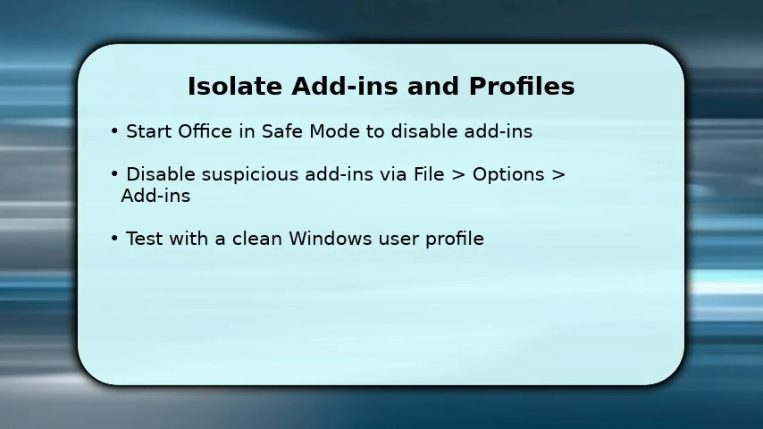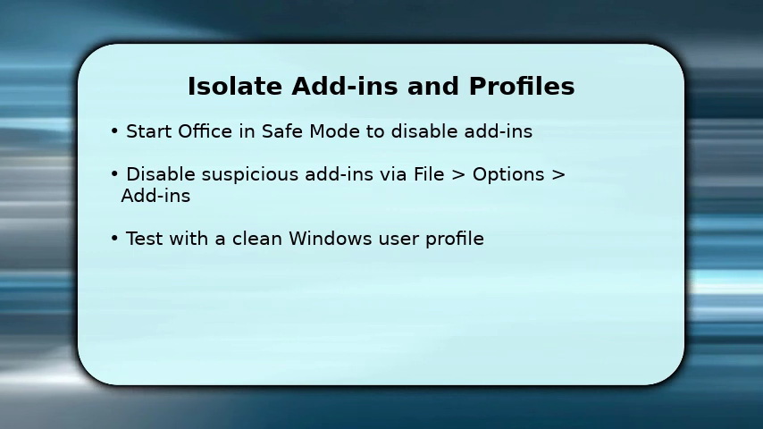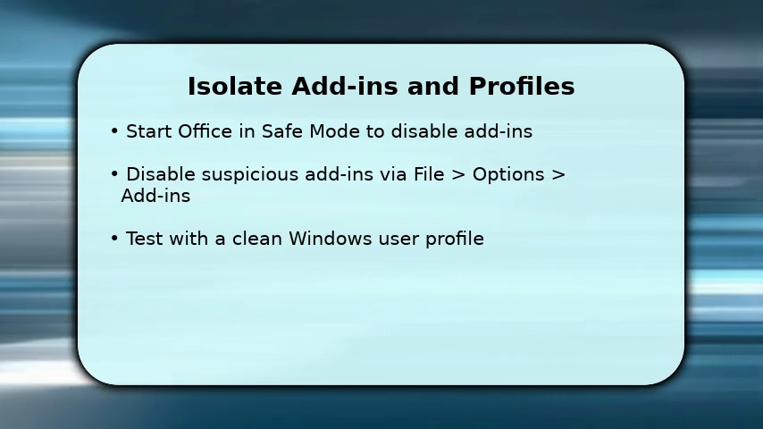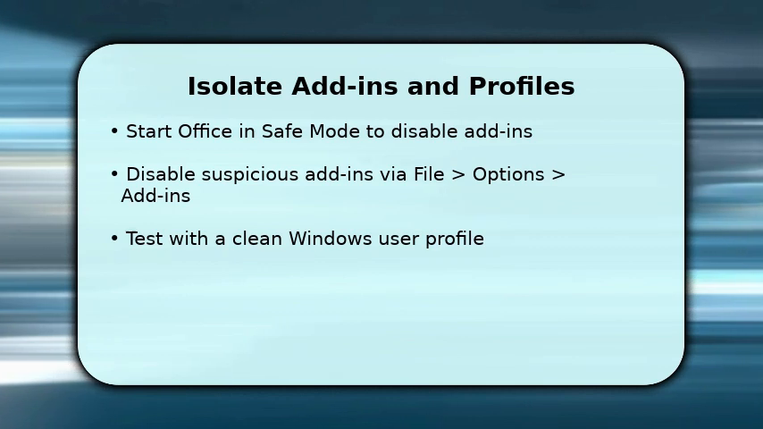Now isolate extensions and profiles because most intermittent errors come from add-ins or corrupted profiles. Start Word or Outlook in safe mode to load without add-ins. If the problem disappears, you've found a lead. Then go to File, Options, Add-ins, and selectively disable or remove recently installed add-ins to identify the culprit.